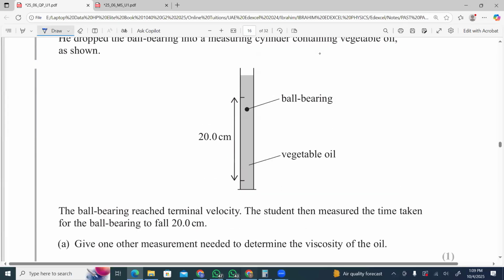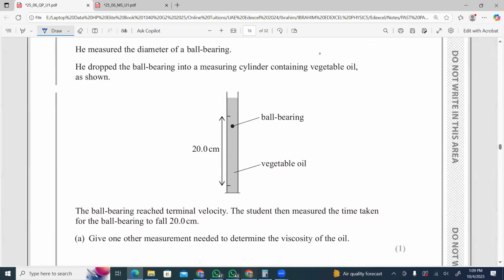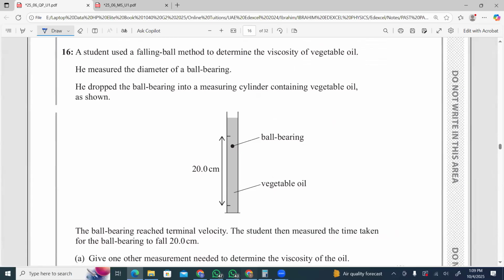Question number 16. A student used a falling ball method to determine the viscosity of vegetable oil. He measured the diameter of a ball bearing. He dropped the ball bearing into the measuring cylinder containing vegetable oil as shown. Okay.